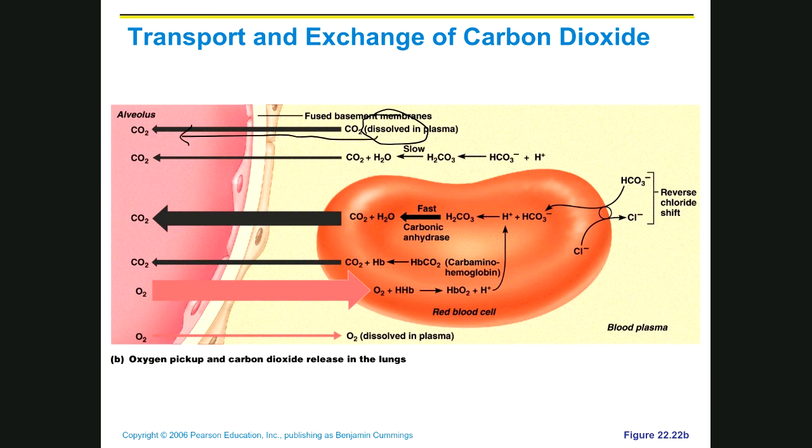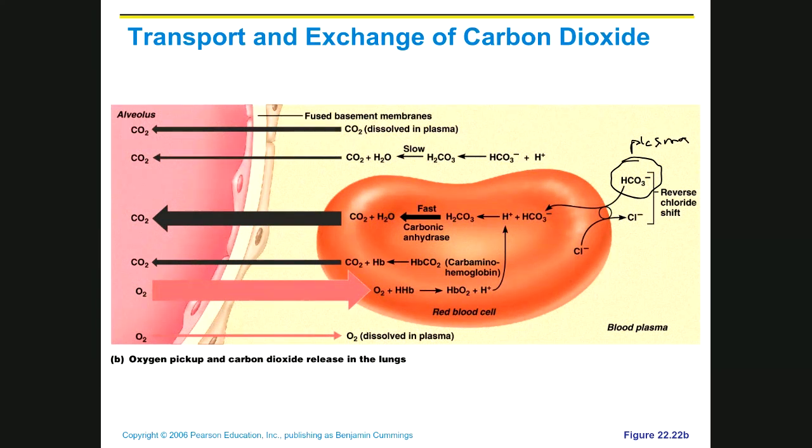The rest of it, remember, had something to do with the red blood cell. 20 to 23% was attached to hemoglobin. So what that's going to do is detach from the hemoglobin, and that carbon dioxide is going to go out. But the rest of it, remember, was traveling out in the plasma as a bicarbonate ion. It's not carbon dioxide, it's this bicarbonate ion.